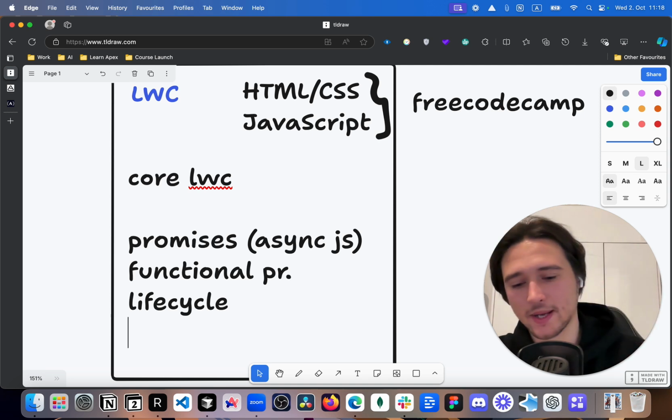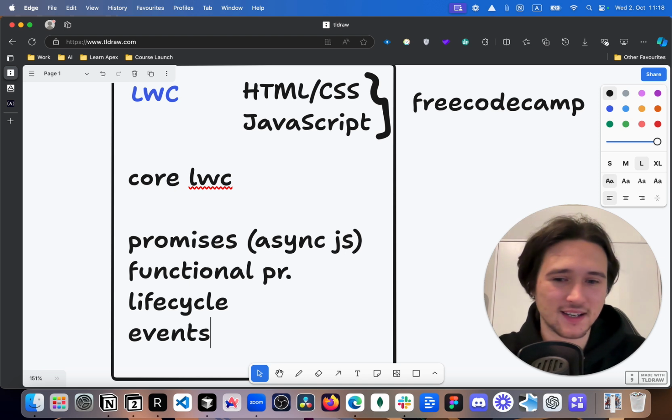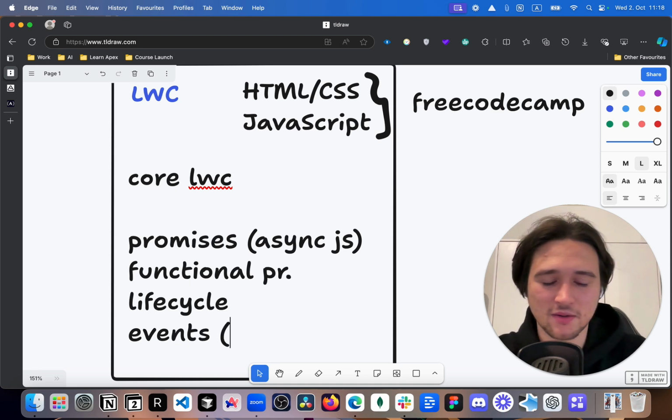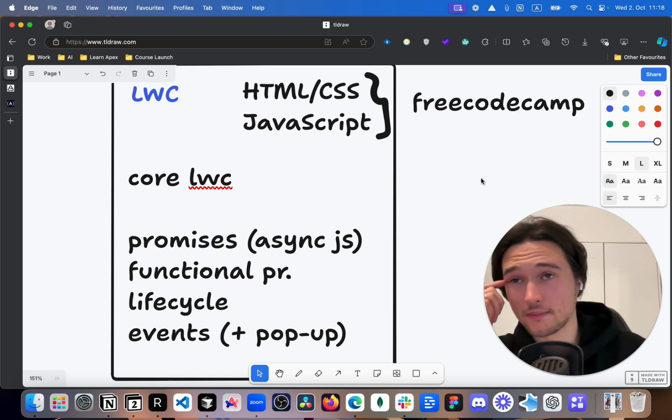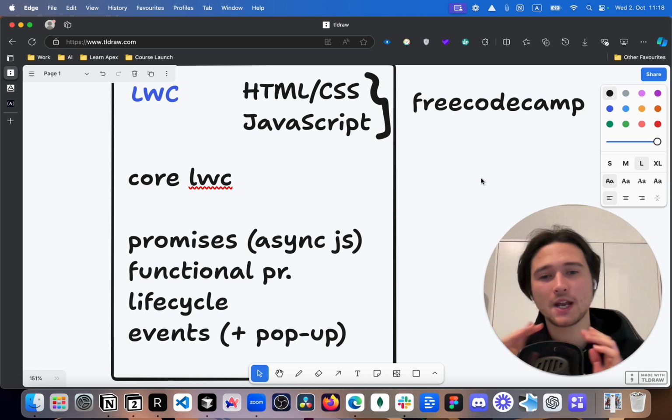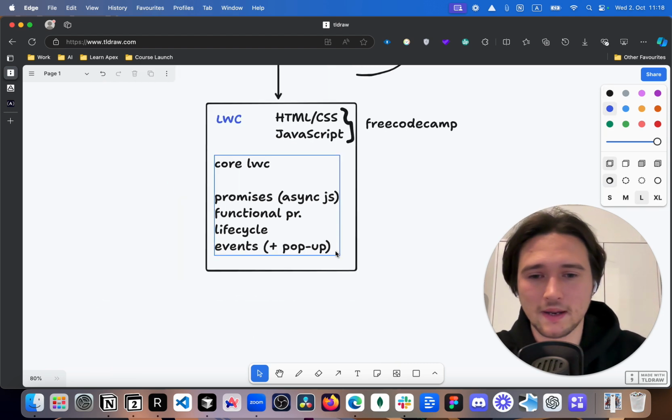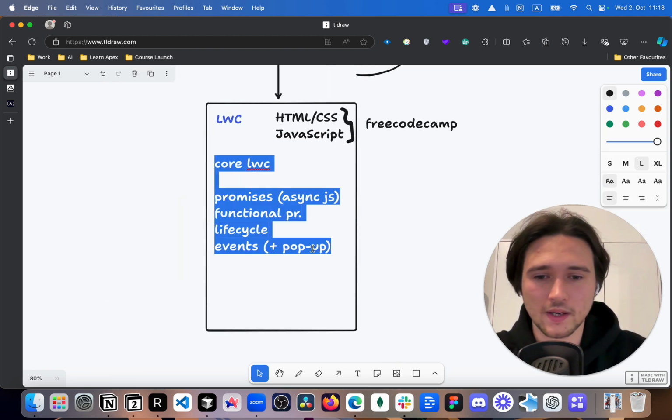Oh yeah, events. Events, and I also add here pop-up. Okay, so events, something that I should elaborate a little bit more. What do I mean by events?